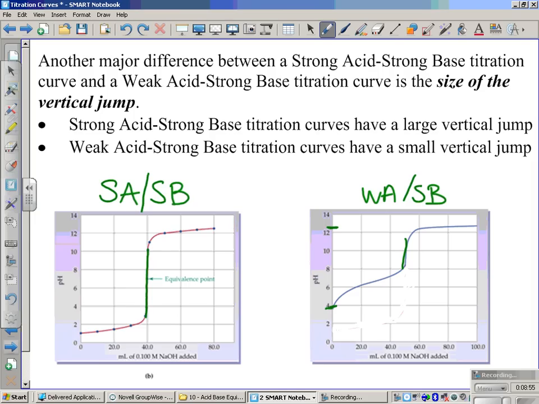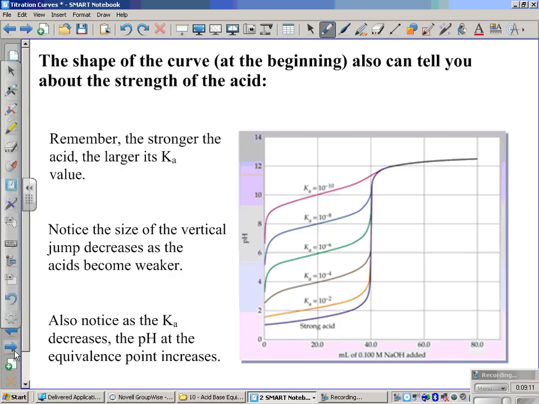Okay, and again, it comes from complete dissociation. If you have complete and complete, it's pretty straightforward as to when all the neutralization occurs. So if you're ever asked the difference between these two, the strong acid, strong base will have a larger vertical jump. So just another fact on titration curves.